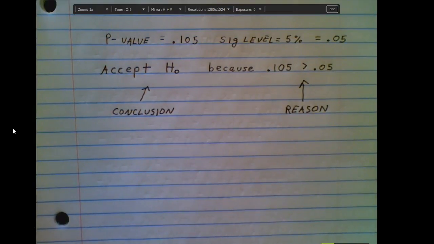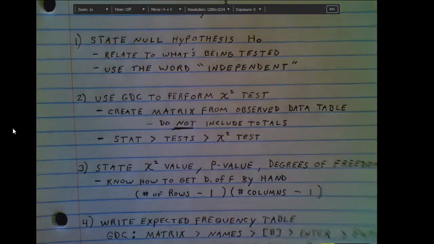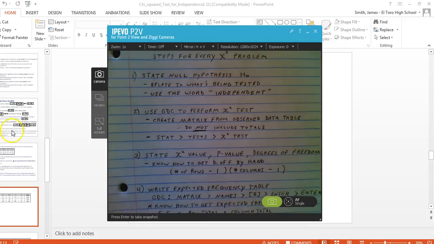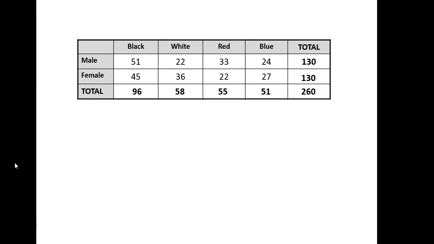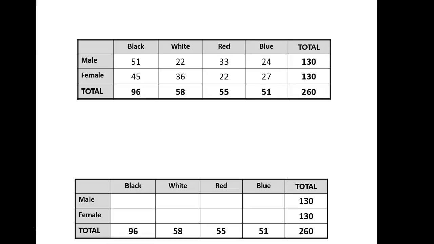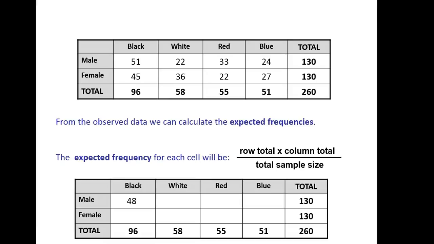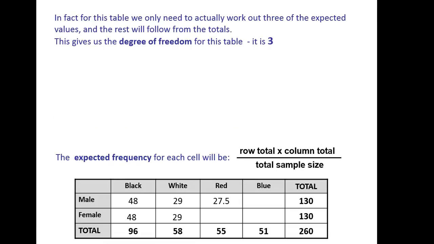I'm going to go back to the PowerPoint really quick, just in case you're still watching and you want to see how that finished off for them. So here was their observed data. They now put in the totals, but keep in mind we don't use the totals in our calculator. Here's the expected frequency table, and this is the same set of numbers that we got from our calculator, right? The expected values that you see down there at the bottom.